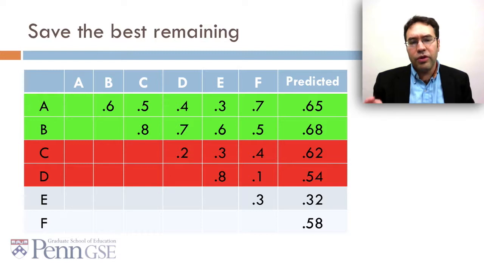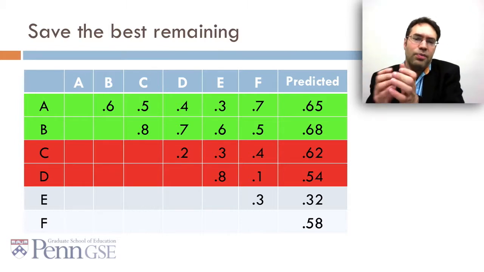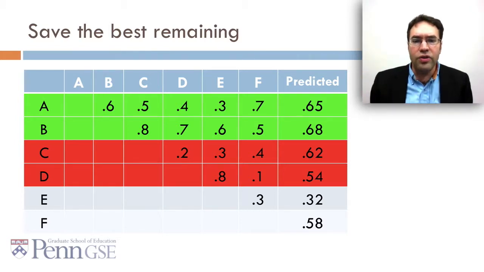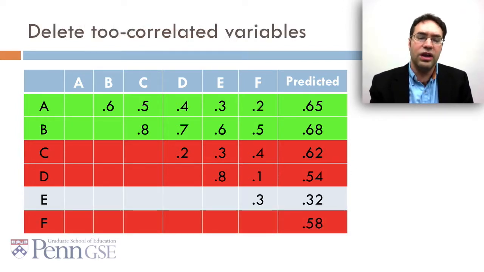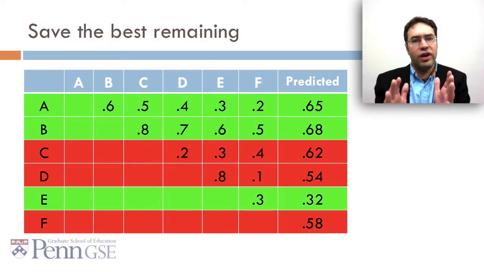What's the best variable that remains? That turns out to be a, which has a correlation with the predicted variable of 0.65. So we're going to save a. a is part of our final set. Now, are either e or f too well correlated to a? It turns out that f is, so we throw f out. And that leaves e. e is not too well correlated to a or b, and so it's the best one remaining, so we keep it. So our final set is a, b, and e.